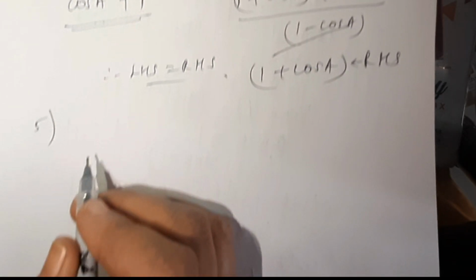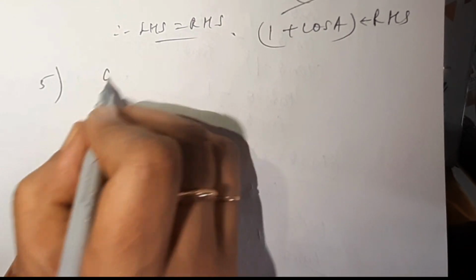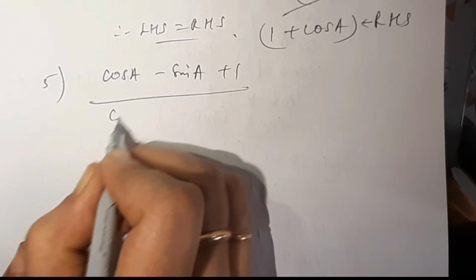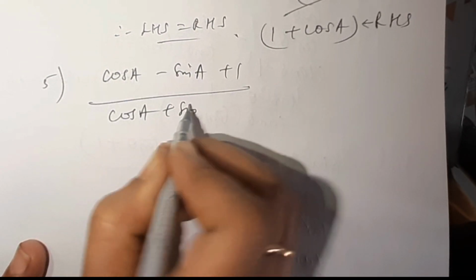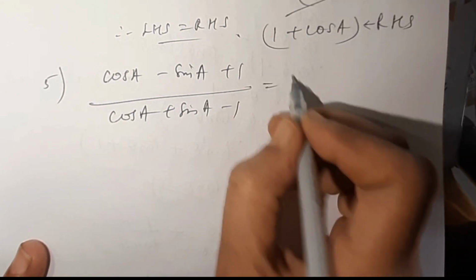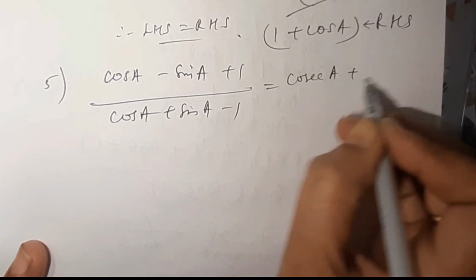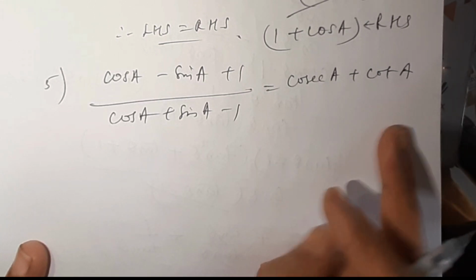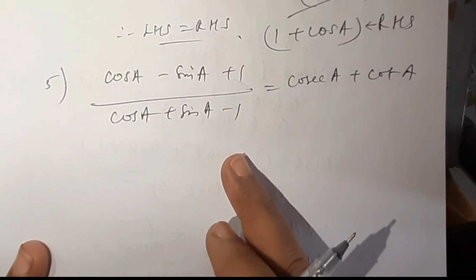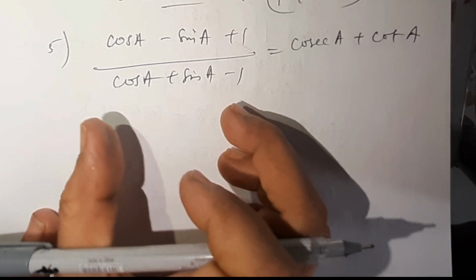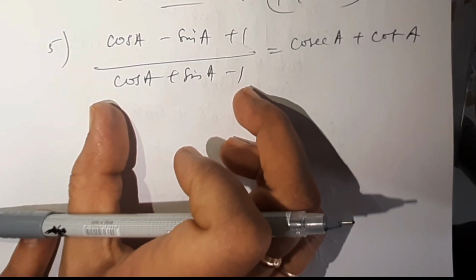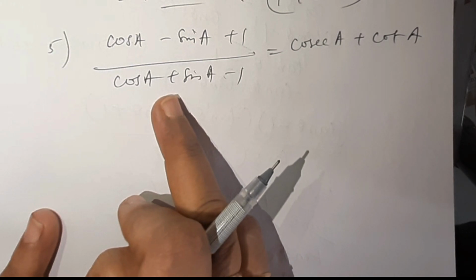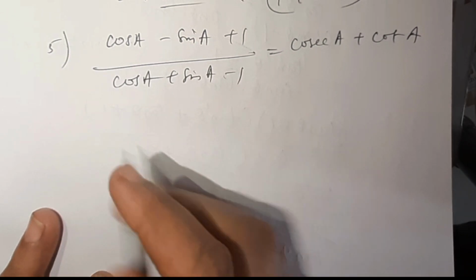And let's start out with the next question, which is (cos a minus sin a plus 1) upon (cos a plus sin a minus 1), which we need to make equal to cosec a plus cot a. So here for this kind of question, we need to always go for rationalization. So how are we going to rationalize? Always remember, we rationalize with the denominator, where we change the sign of only the negative term. Don't make any change in the positive sign, only negative to be changed.